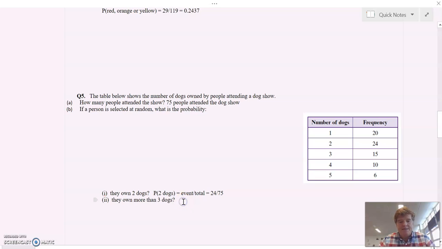Next one's a little bit tricky. Probability of more than 3. Well, the same rule: it's the number of people who own more than 3 dogs divided by the total. So more than 3 means they're going to own 4 or 5. So there's 10 people that own 4 and 6 that own 5. So it's going to be 16 divided by 75, which is an absolutely fine answer. I don't think there's any common factors that we can make that fraction simpler.